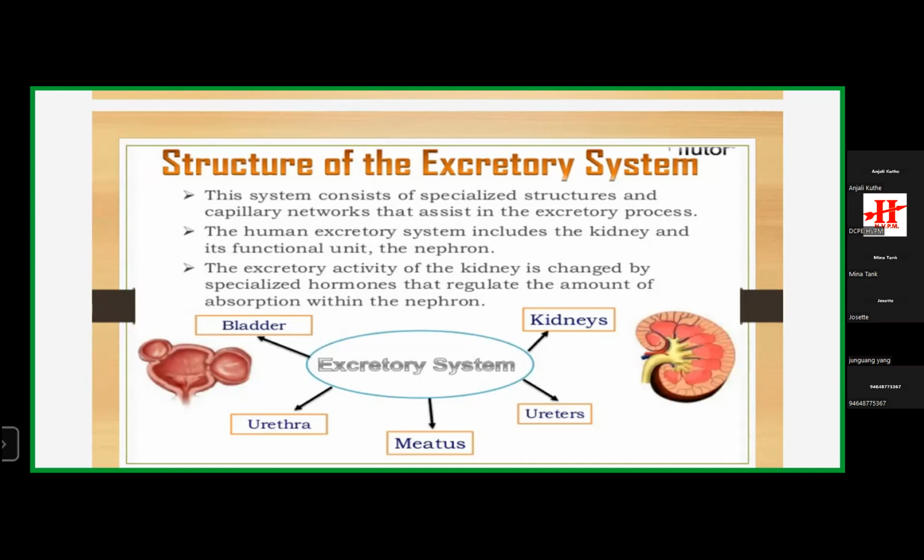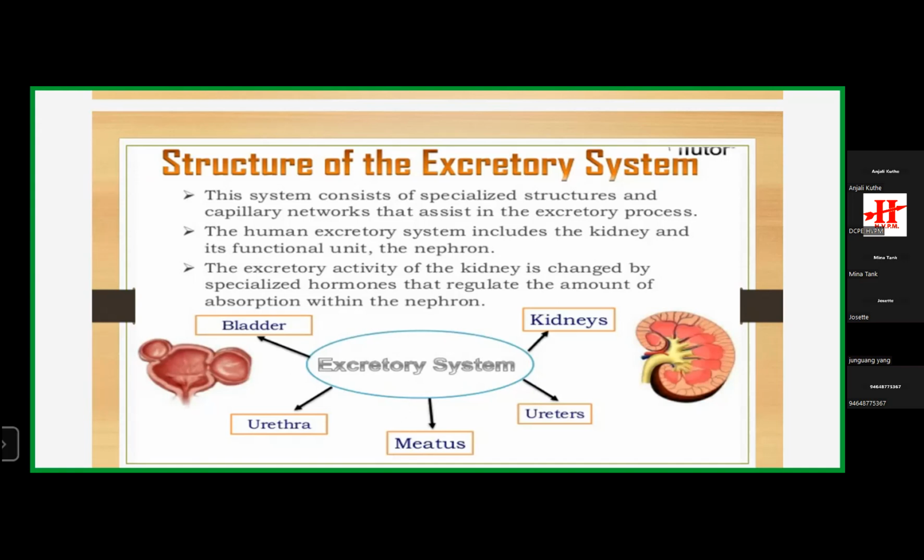Kidneys are bean-shaped organs that lie on either side of our spinal column, on the posterior abdominal wall. They are well protected by the muscles, the fats, and the ribs. The correct location is T12 to L3. That means from the 12th thoracic vertebra up to the third lumbar vertebra is the location of the left kidney.